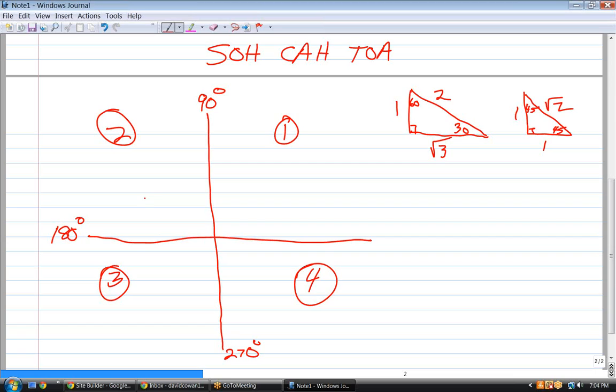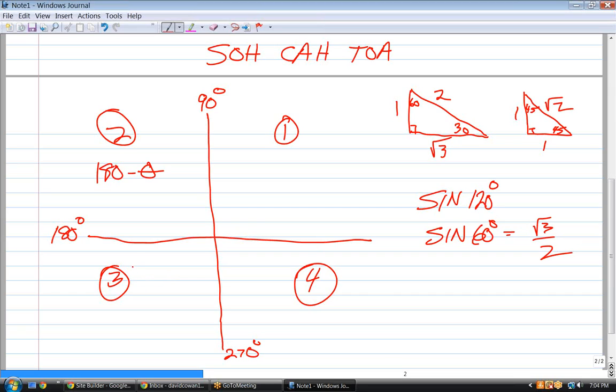For angles that are in the second quadrant, you want to convert them to the equivalent first quadrant angle by using that right there. For example, if I wanted to know what the sine of 120 degrees is, I'm going to take 180 minus 120, and it's going to be the same absolute value as the sine of 60, which is square root of 3 over 2.